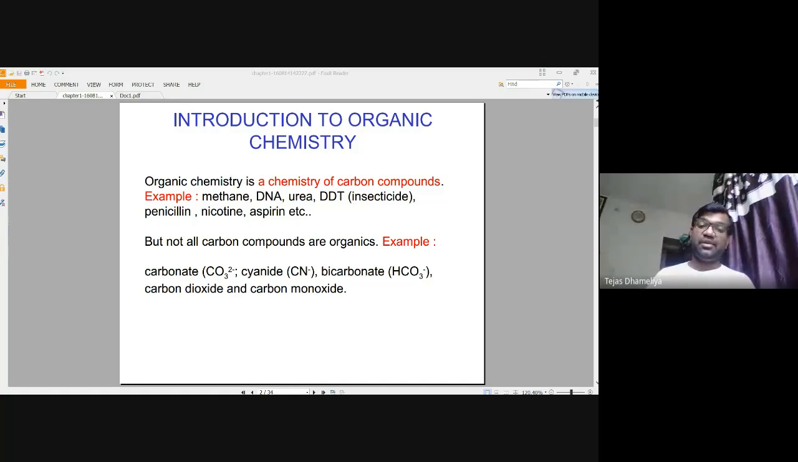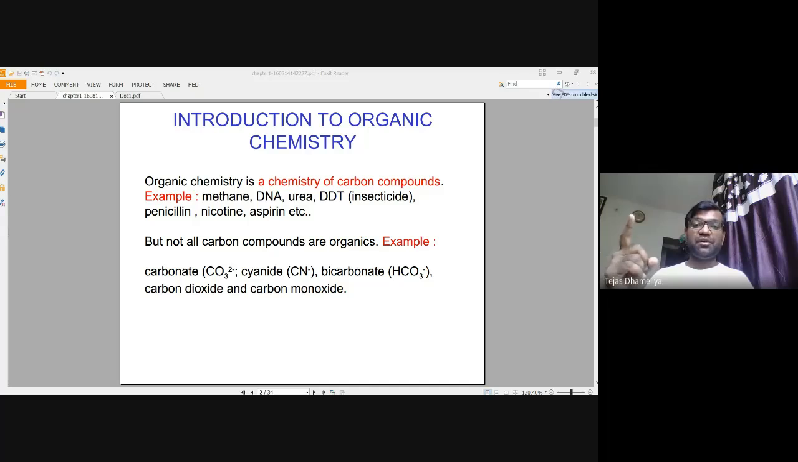DDT is banned. Previously it was used as an insecticide, to control the growth of insects, like the medicine for killing mosquitoes. Many people used to use DDT. But DDT also entered the food chain and even tried to kill human beings. So that's why DDT is banned. It is now not used.